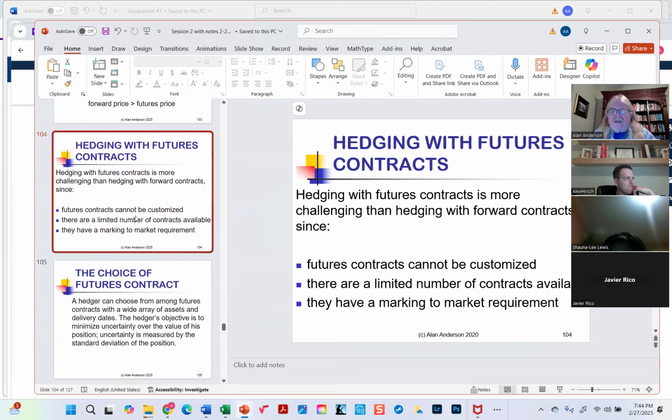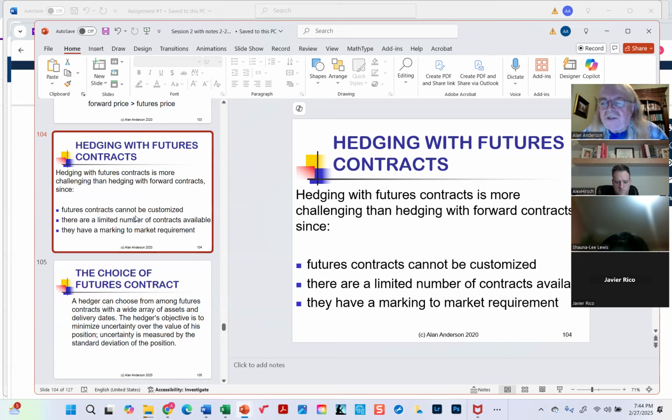How do you hedge with these contracts? Okay, now forward contracts are a simple matter because you can choose any asset you want for delivery anytime. It's easy. It's not so easy with futures contracts because they're not all that flexible. There's only a handful of different contracts available for any asset. And if they don't exactly match your needs, then you have to make some adjustments. So you can see here the list of reasons why this all becomes necessary, because first, we obviously know that futures contracts cannot be customized.